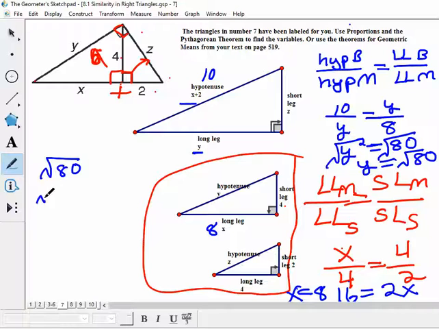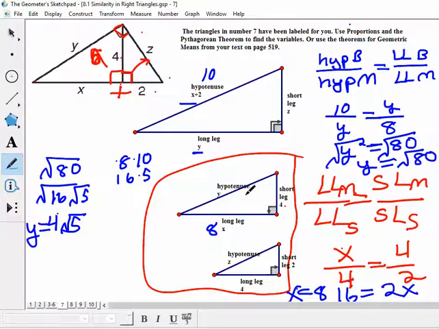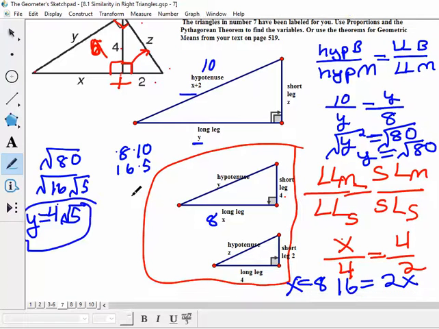So let's see, I want to look for factors of 80 that would be perfect squares. So 8 times 10, that's not so good. I think 16 goes, yeah, 16 times 5, that's good. Because then I can do the square root of 16 times the square root of 5, but the square root of 16 is a perfect square, so I'd get 4 square root of 5. And that's what my y is equal to. So you can see that you just have to keep plugging in and finding what works, what parts of your triangles you can solve for.